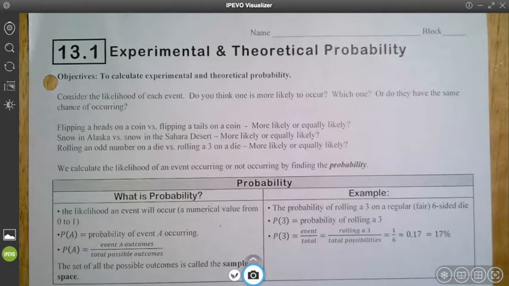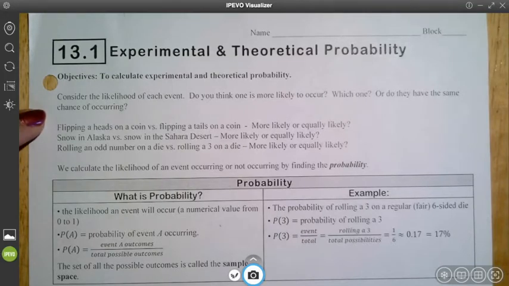Because this is pre-recorded. Okay, so the first thing that we're going to look at is our objective, which is to understand how to calculate experimental and theoretical probability. And part of that is knowing the difference between those two types of probability. So we're going to start by thinking about something that probably intuitively you could already answer these questions.